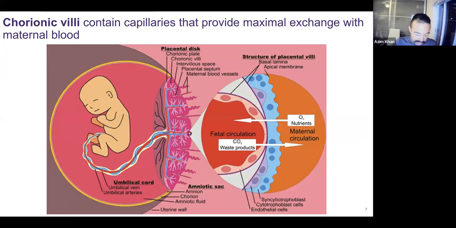I wanted to show another picture that shows similar to what we saw in the very first set of slides, but once we get to these chorionic villi, these little extensions here, that's where we can get exchange. Chorionic villi have those capillaries, provide maximal exchange. Oxygen and nutrients from the mother transported to the fetus, carbon dioxide and waste transported to the mother. The mother is doing double duty, providing for themselves as well as for the developing child.